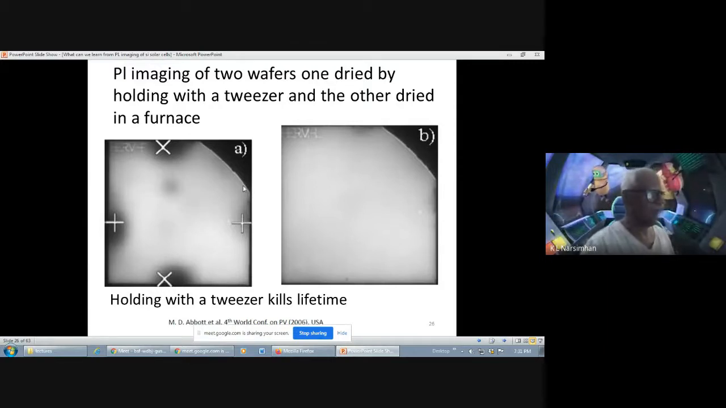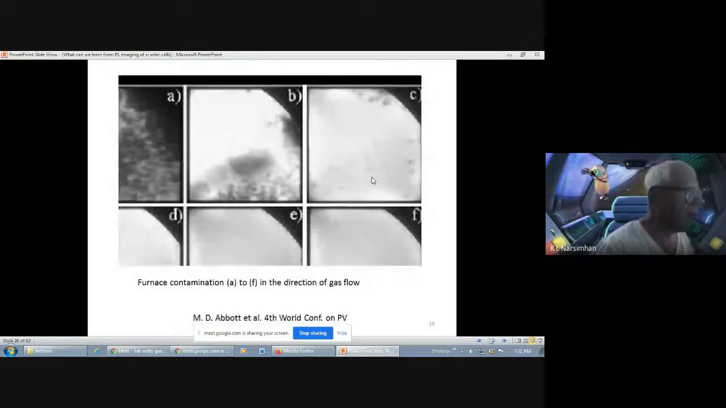On the other hand, if you pass it through a furnace, there's no holding with the tweezer, and then you can see that all these dark regions are actually not there. So it just tells you how gently you have to handle these high lifetime wafers. And this is something you would never have known if we did not do this imaging.